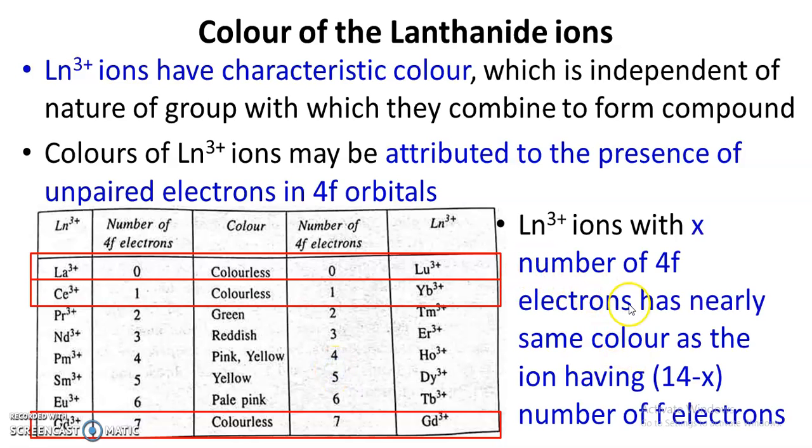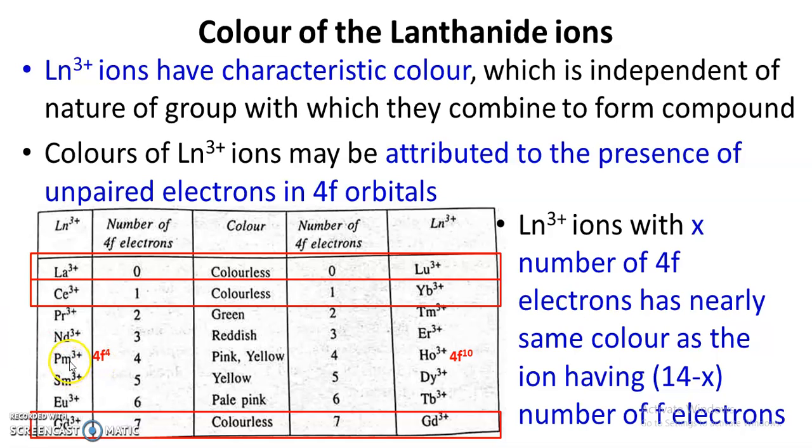So lanthanide +3 ions with X number of 4f electrons have nearly the same color as the ion having 14 - X number of f electrons. Now consider the example of promethium +3 and holmium +3. In promethium +3, the f orbital contains 4 electrons, that is X is equal to 4, and it has a pink color. Whereas in holmium +3, the 4f orbital has 10 electrons, as the value of X is 4, 14 - X becomes 10. So its color must be the same as promethium +3, and it also has a pink color.